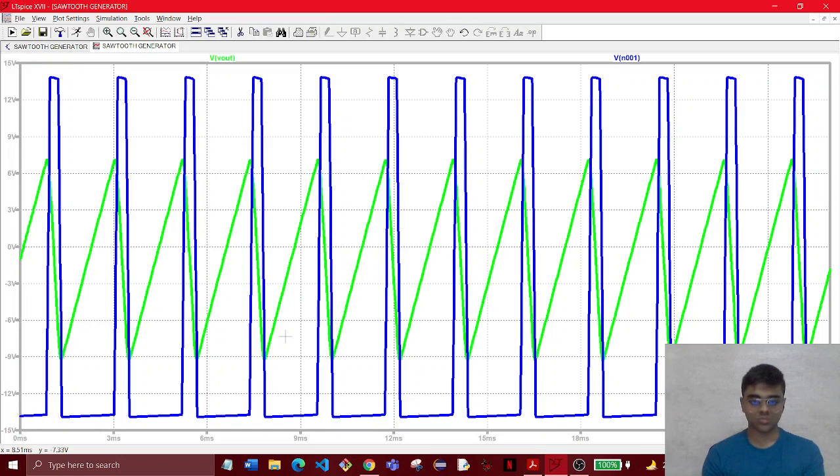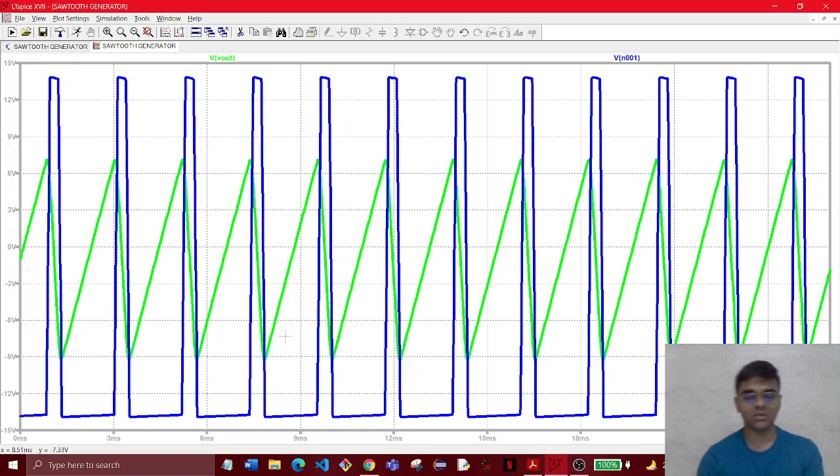The charging time taken by the capacitor for the sawtooth waveform is greater than the discharging time. Hence it discharges more quickly and takes a greater time to charge to the value. So this is the waveform.